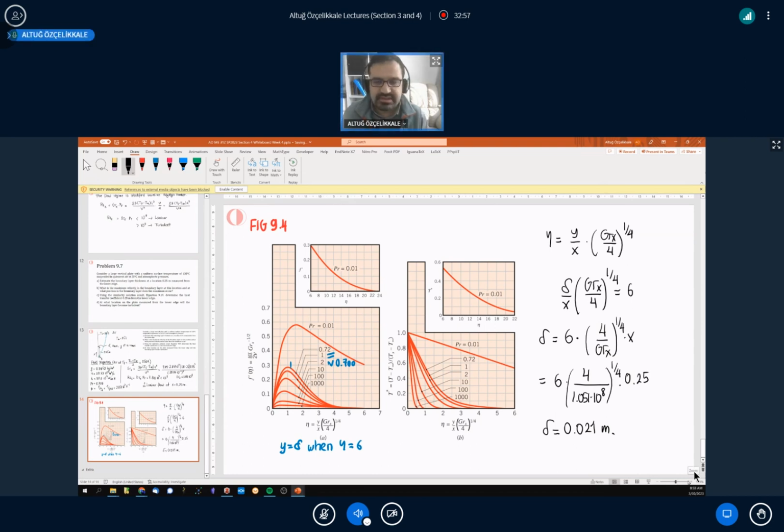So let's visualize that. Under those conditions, within 25 centimeters of distance like that, we have a boundary layer thickness developing about 2 centimeters, something like this, right? So you can visualize that. This is part A of the problem, and that's the result for part A. Let's take a look at part B.